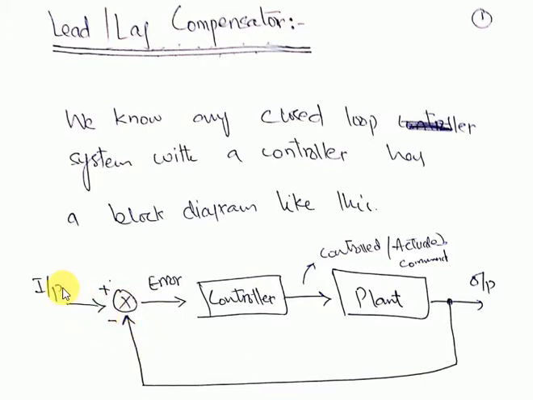When we have any difference between our output and input, that difference is the error. And what we do, we give that difference to the controller. It controls that error and gives the controlled or actuated command to the plant, and it will give us the desired response. If we don't have the desired response at the output side, we give it back to the input side. So this is the closed loop system with a controller, the simplest block diagram.